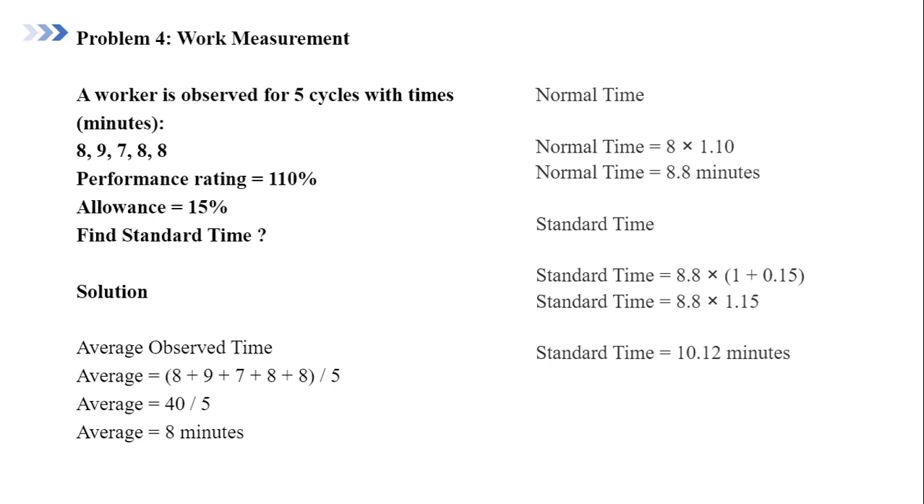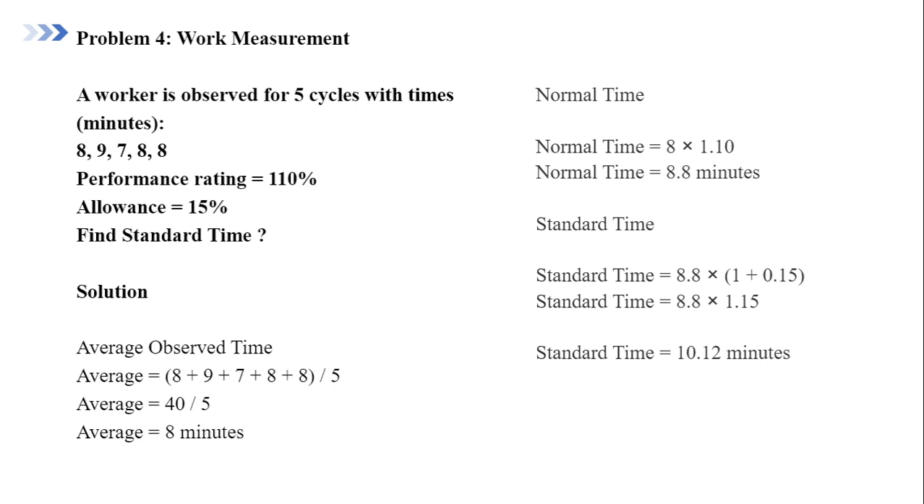In problem 4, we learn about the measurement of work. A worker is observed for 5 cycles with times of 8, 9, 7, 8, 8. The performance rating is 110%, and the allowance is 15%. You have to find the standard time.